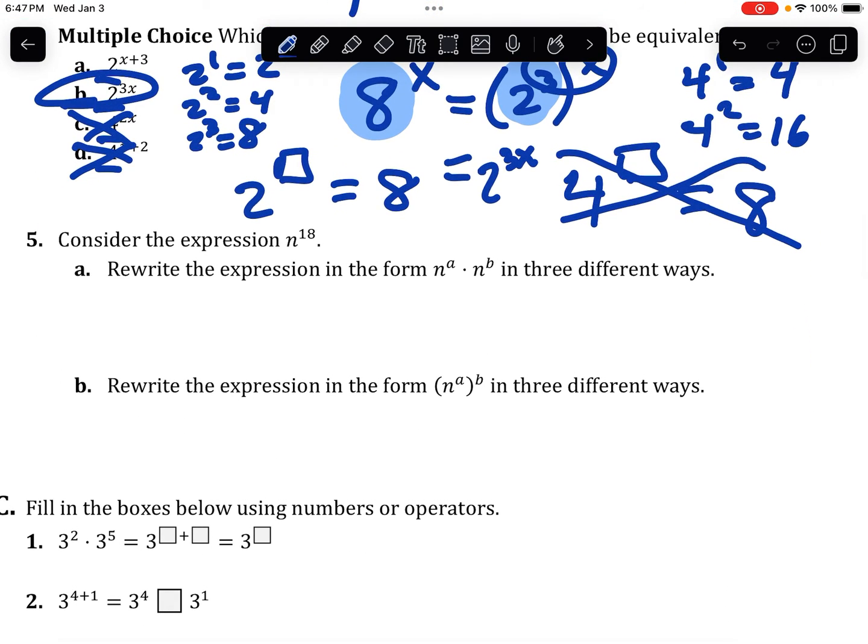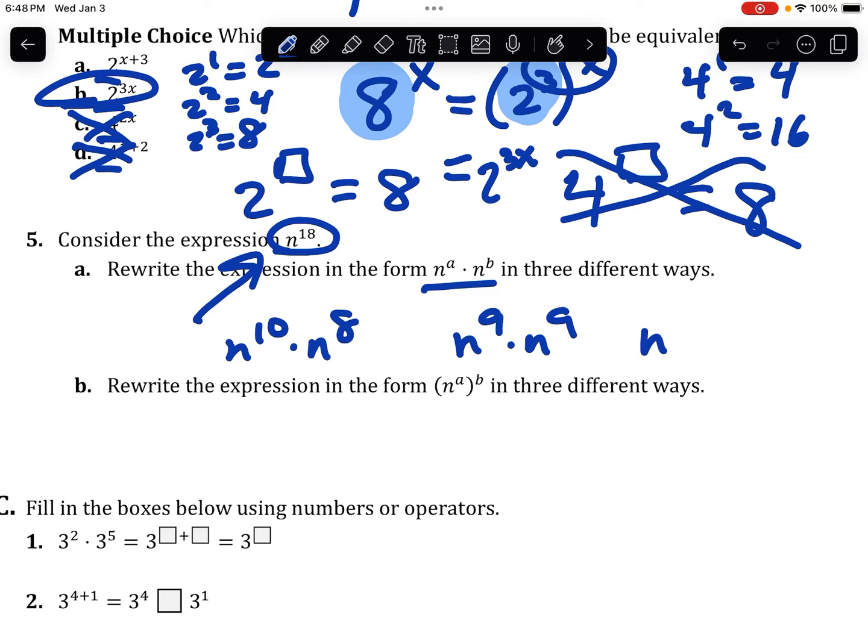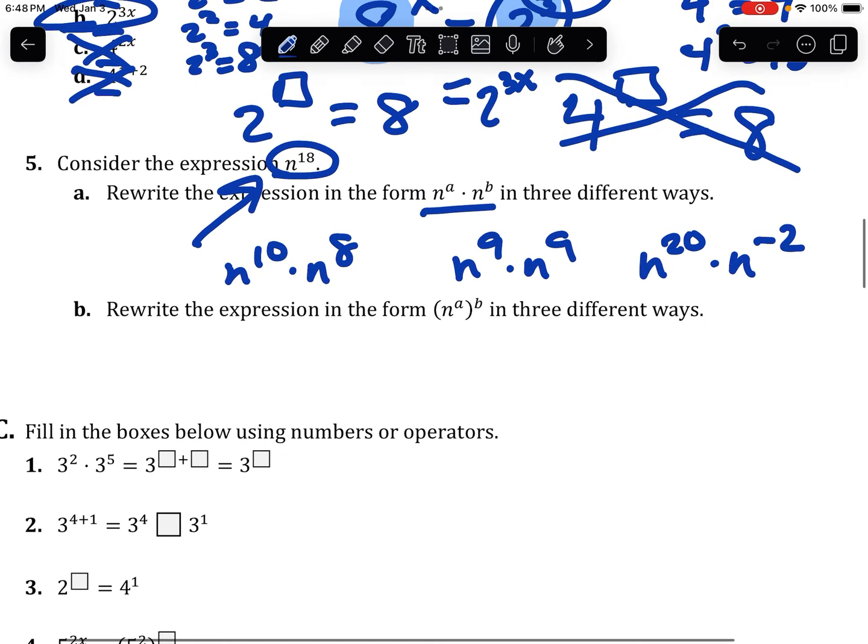For this one here, we've got different ways of writing n to the 18th. I want you to think about that as the answer, and these are the problems we come up with. So what problems have an answer of n to the 18th? You could do n to the 10th times n to the 8th. You could do n to the 9th times n to the 9th. There's so many combinations. You could do n to the 20th times n to the negative 2, if you want to get more fancy there.